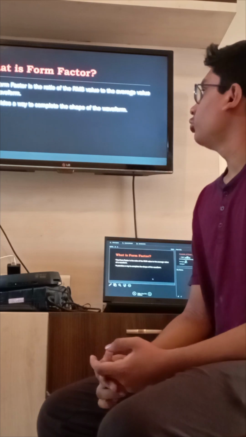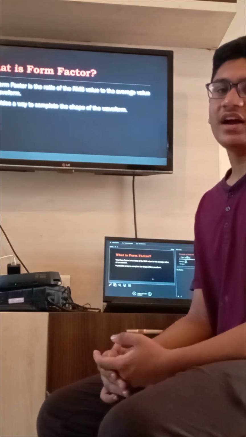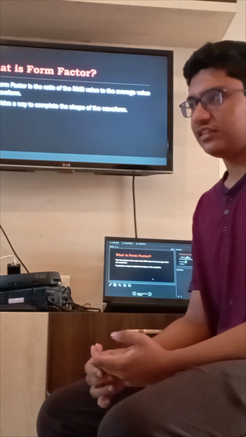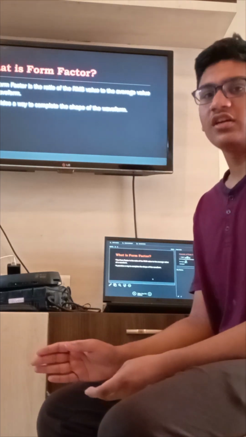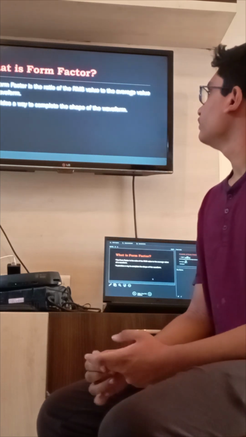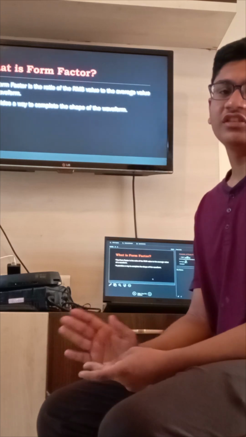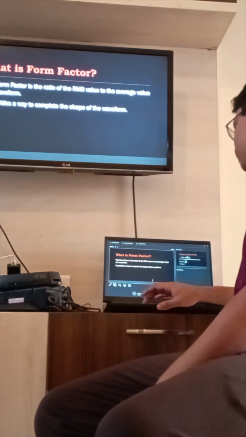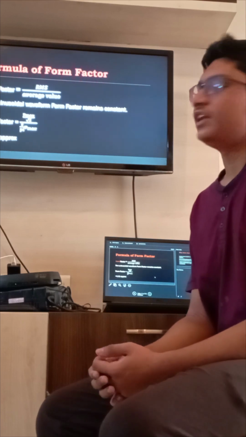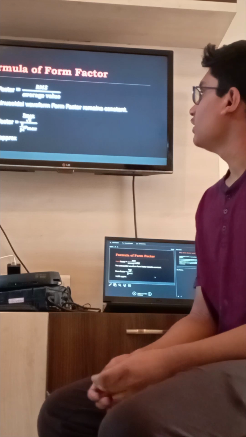Now let us come to a new term, that is form factor. Form factor is the ratio of the RMS value of the alternating quantity to the average value of the alternating quantity of a waveform. It gives us the shape of the waveform. The formula for form factor is RMS value by average value.